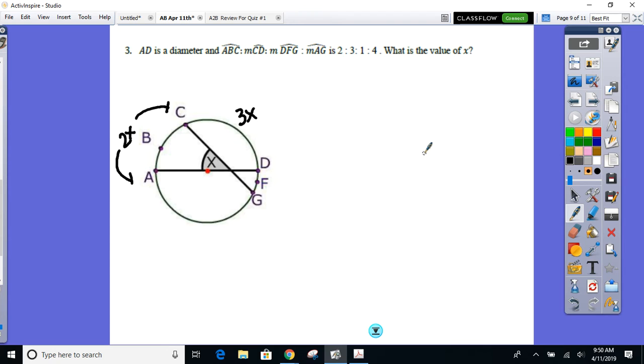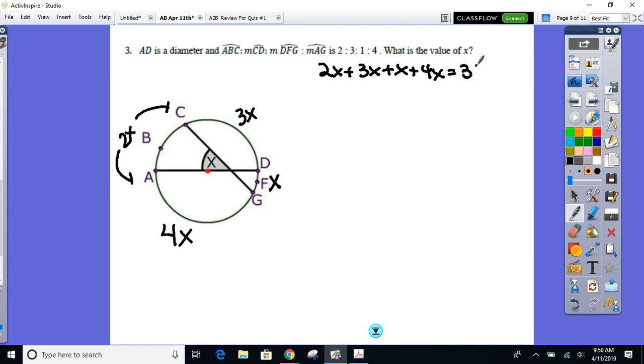Arc DFG is going to be represented by x. And finally, AG is going to be represented by 4x. First thing I would do, find the arc measures. Don't worry about what I'm asking you to find, because you can't find this angle unless you know the arc measures. What do you know about all these arcs? They add up to 360.